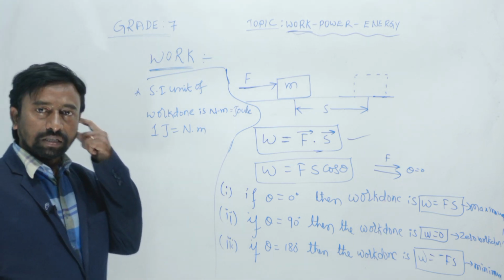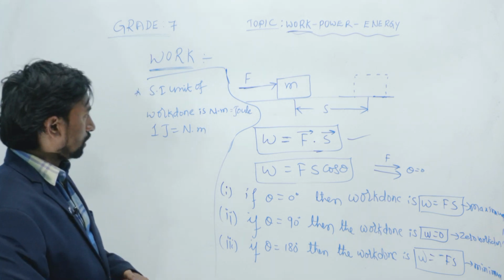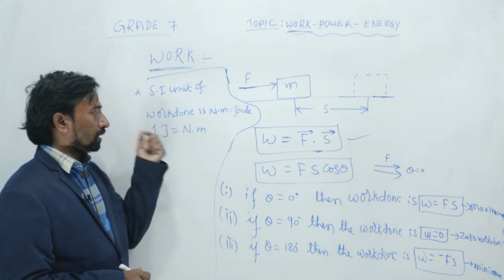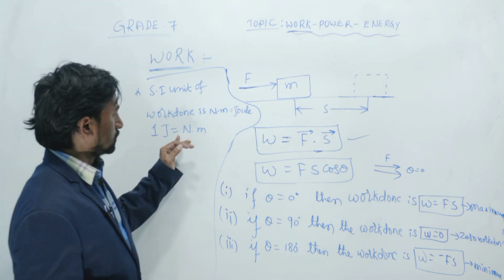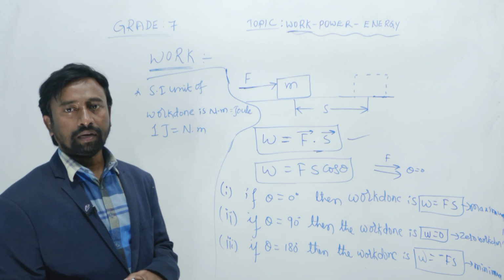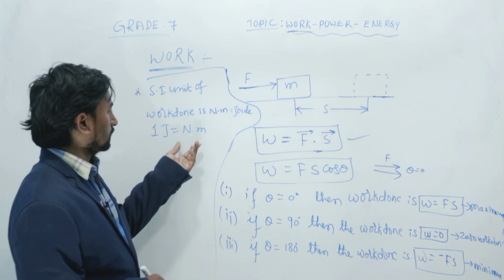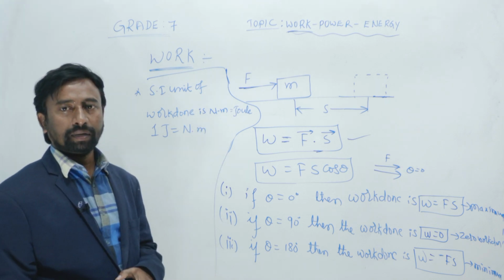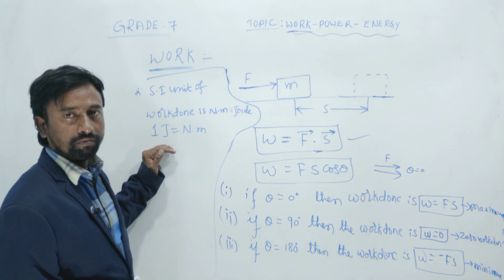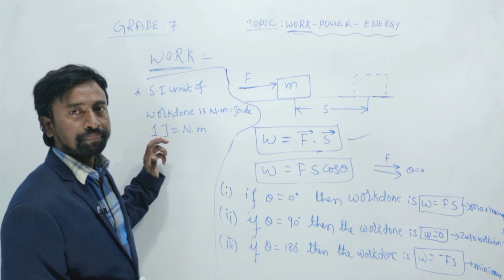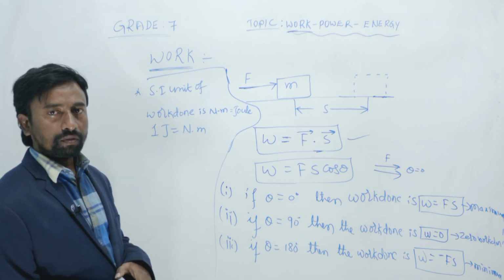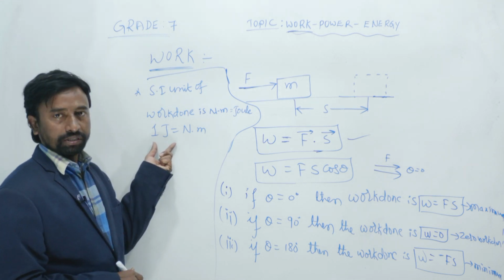So how can we define a joule? 1 joule of work done: if a force of 1 Newton is applied on a body and the displacement of the body is 1 meter, then the work done on the body is said to be 1 joule. That is the definition of the joule.